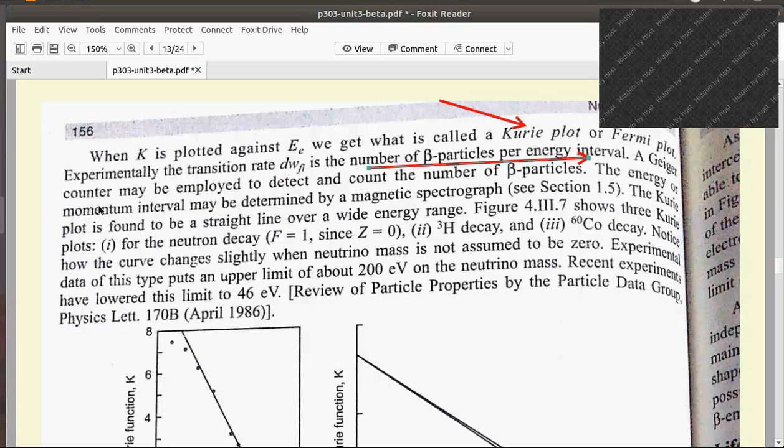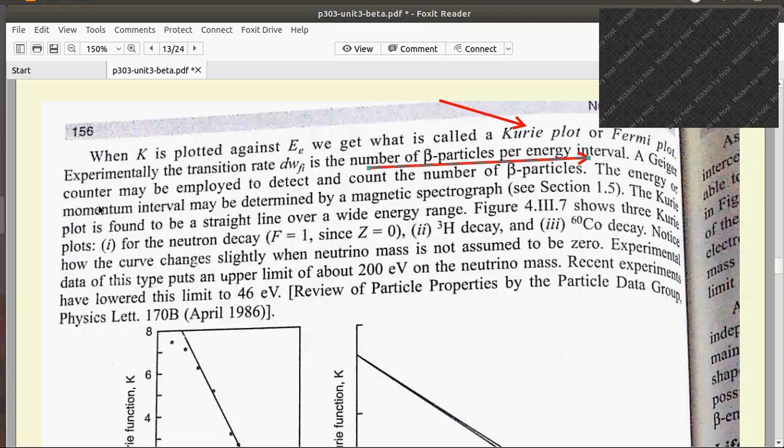Now, when you are using a Geiger counter to measure alpha or beta particles, normally we note the number of particles, how many counts there are, but we never pay attention to the energy of the particle. So using a Geiger counter, we can count the number of particles, and the energy or the momentum of the particle can be found out with a magnetic spectrograph.